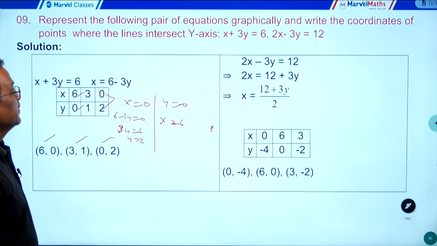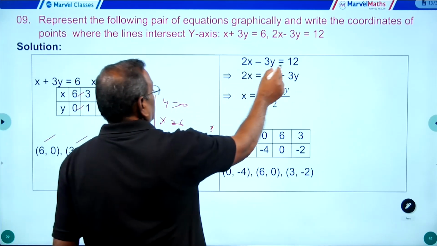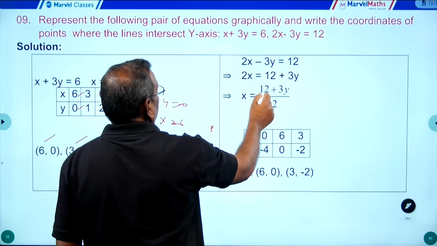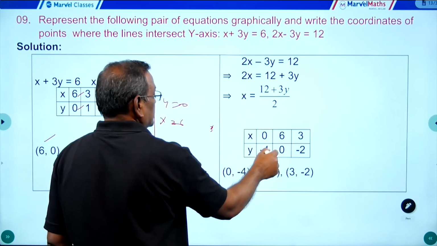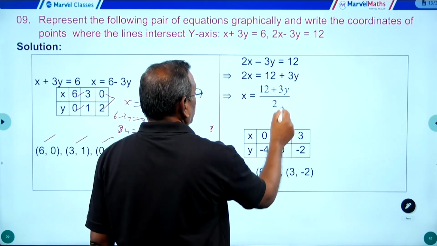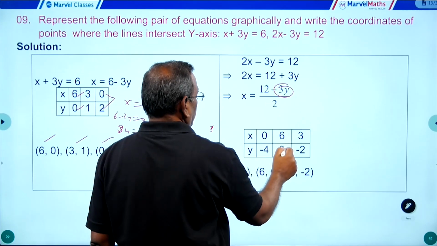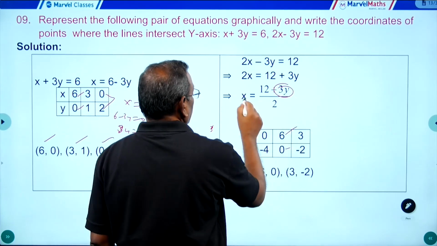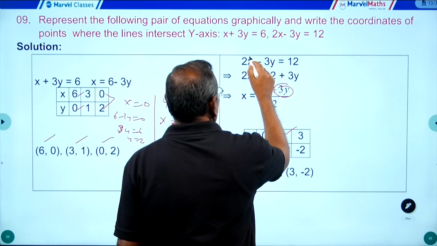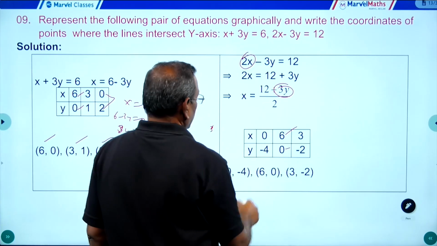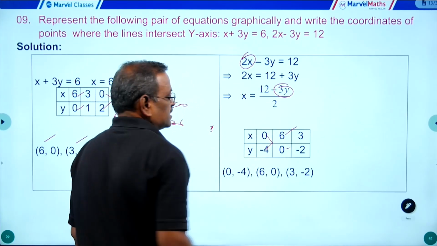Next, second equation, 2x minus 3y equal to 12, x equal to 12 plus 3y by 2. As usual method, when y equal to 0, what is x equal to? 6. When x equal to 0, substitute here, what is y equal to? Minus 4. These two are the standard values.